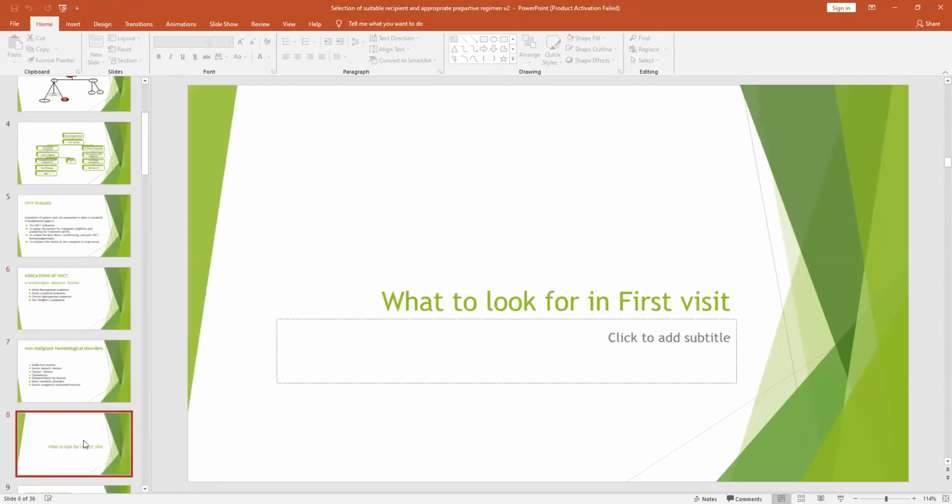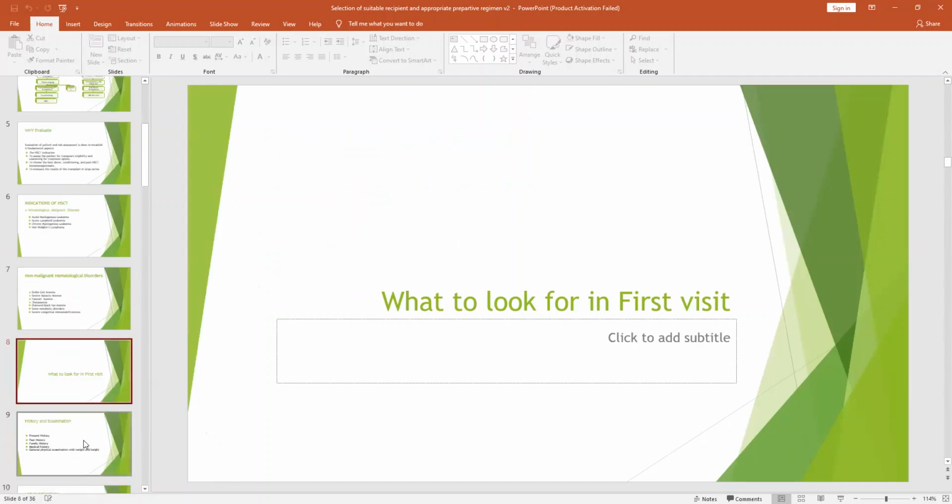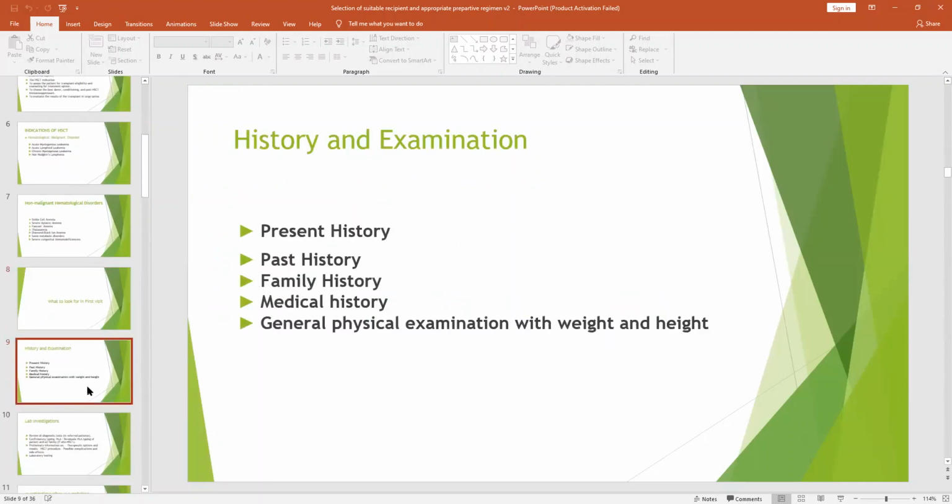And what to look for on the first visit? What we do on the first visit is we take the present history of the patient, past history, family history, medical history, and the general physical examination with weight and height. And in the general physical examination, we palpate their liver and spleen size.